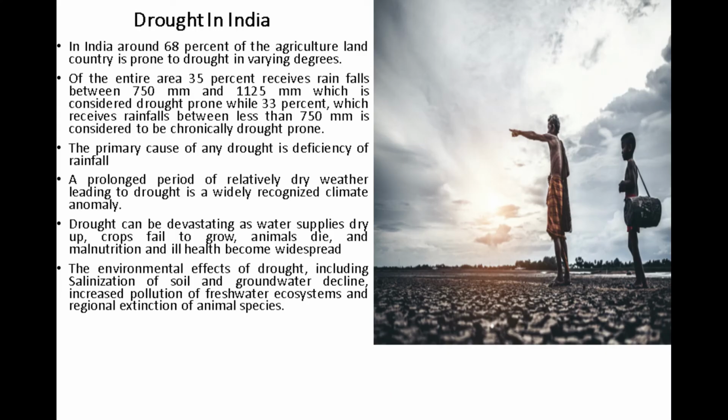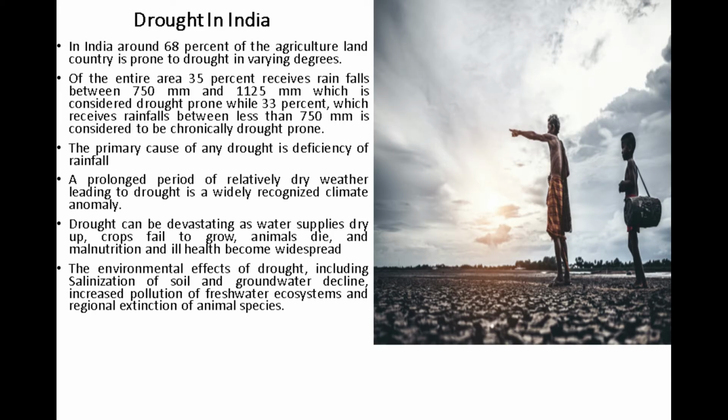First one is drought in India. In India, around 68% of agricultural land is prone to drought. Of the entire area, around 35% receives a rainfall between 750 mm to 1125 mm, but even then it is prone to drought, and some areas, around 33%, receive a rainfall of less than 750 mm. Naturally, it will be a chronically drought prone area.